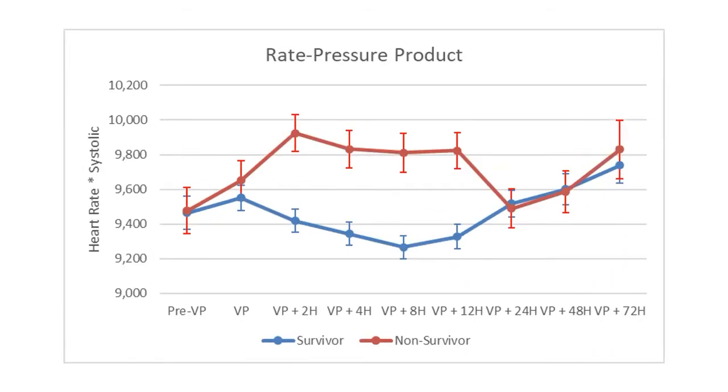This graph is looking at rate pressure product, which is systolic blood pressure times the heart rate. And this has been shown to be a predictor of worsening clinical outcomes in septic shock. So as you can see, between the time equals 0 when the vasopressor was started and the time 12 to 24 hours, there is a gap, but otherwise there isn't much difference between the survivors and the non-survivors.